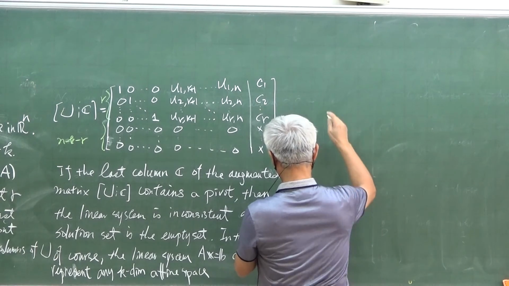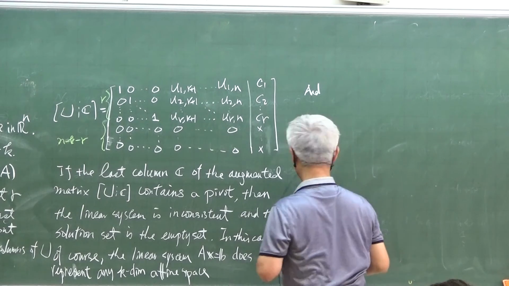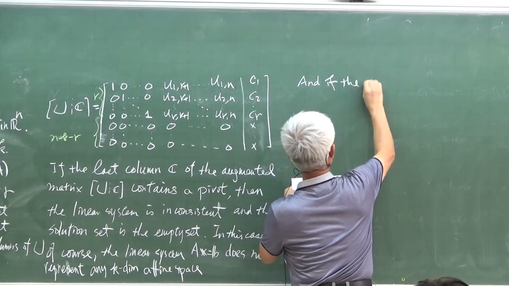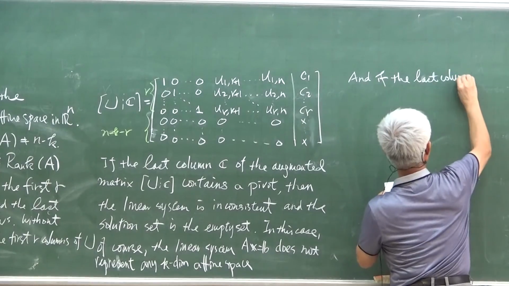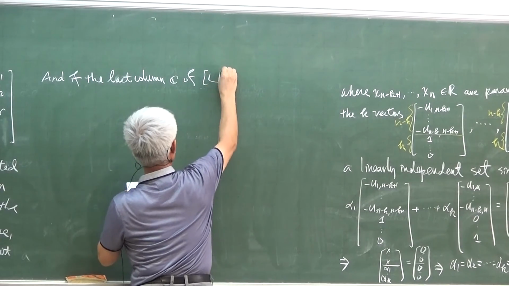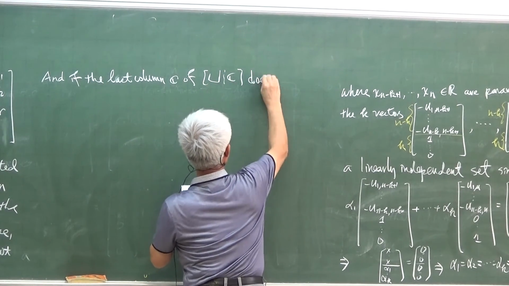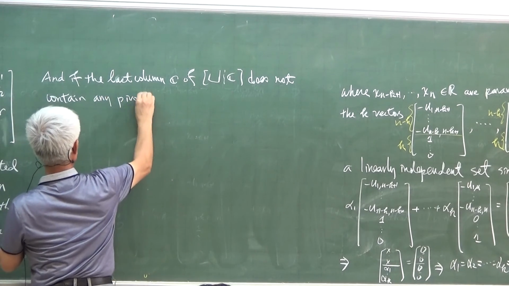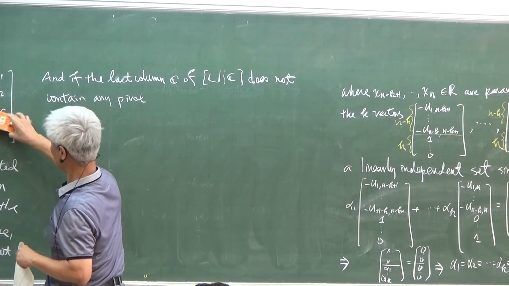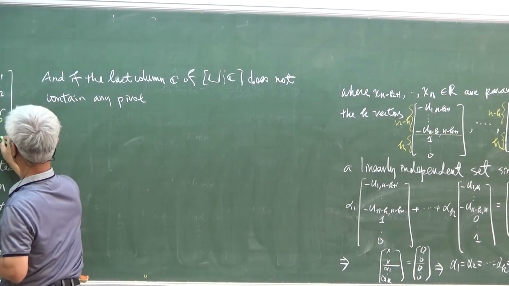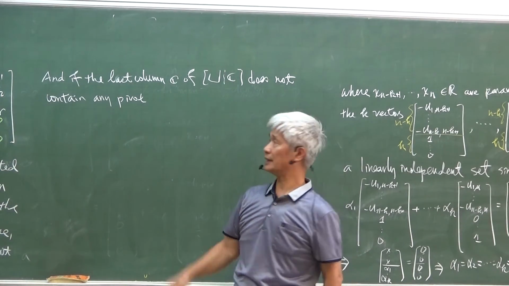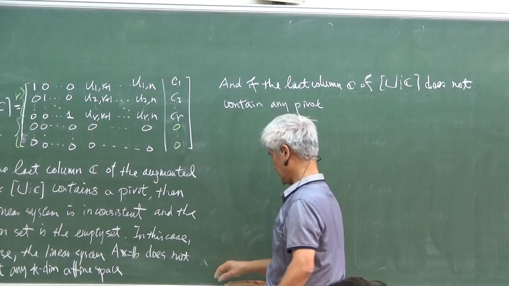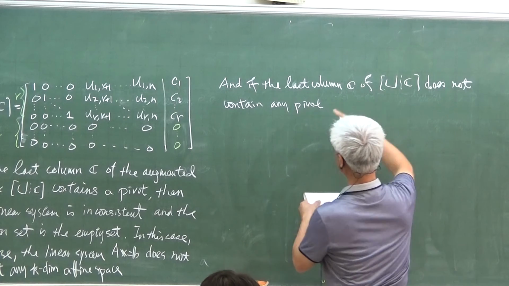And the second case is that if the last column C of UC does not contain any pivot. So in this situation, the entries here must be all 0. Okay? So the second case is that the entries here are all zeros, and so the linear system is consistent. So we have a solution. Okay? So it does not contain any pivot.